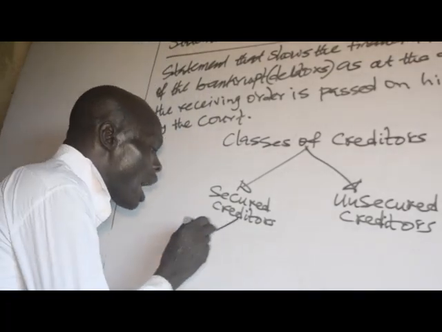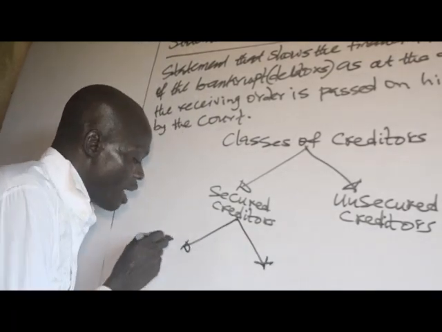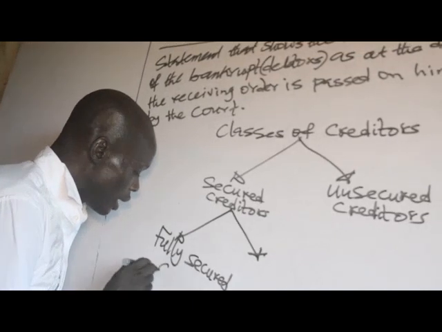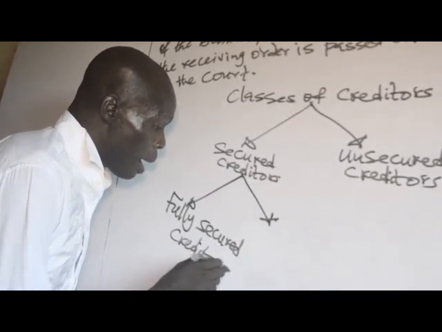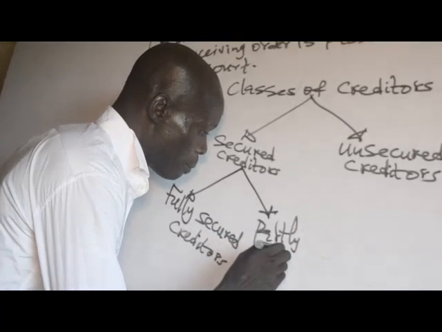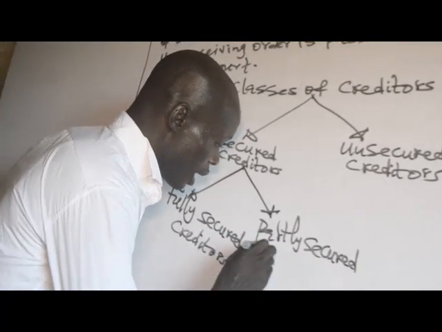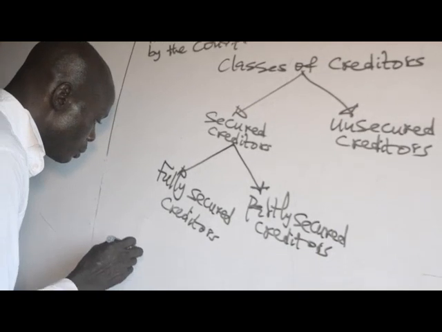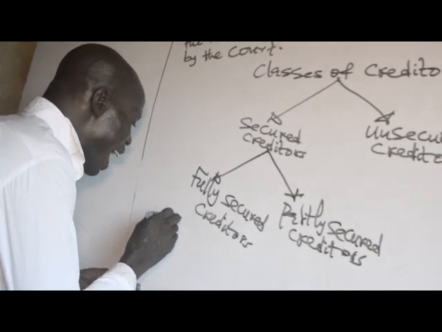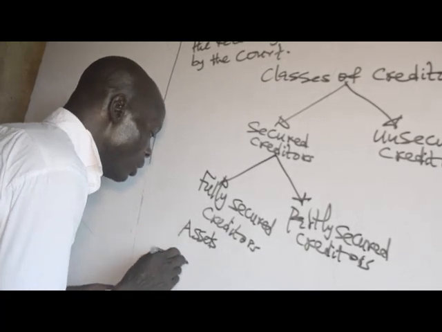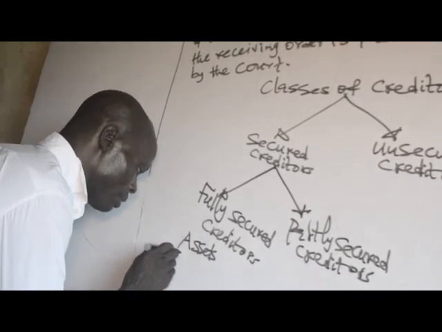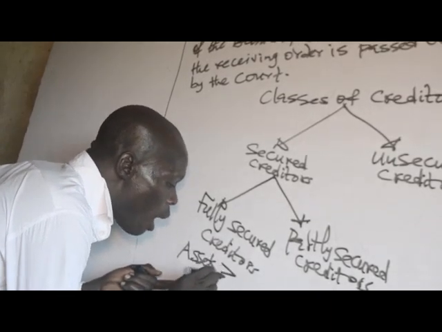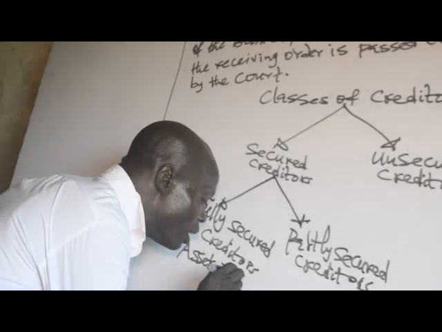Secured creditors can be categorized into two. We have the fully secured creditors and partly secured creditors. When the value of the assets used as collateral is greater than or equal to the value of the loans.